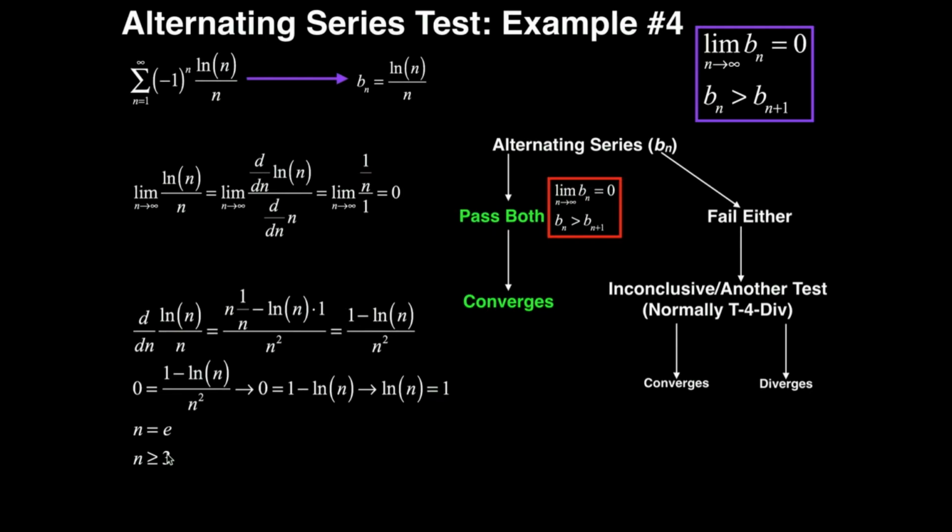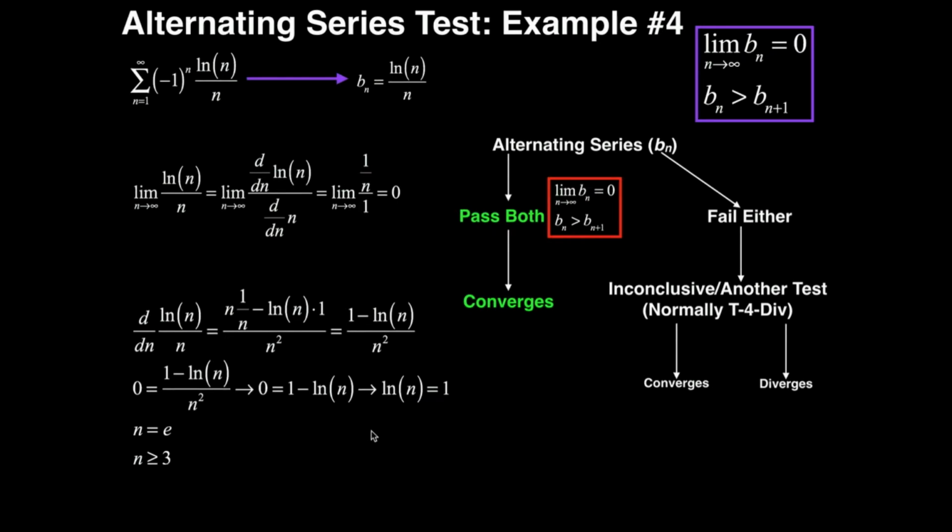So if we have a number 3 or greater, it is decreasing, so therefore this is a decreasing function. ln of n over n is decreasing. So as long as it eventually decreases, you're fine. And so the reason we wouldn't put n is greater than or equal to e for this is because we're only using integer values, so it has to be 3.